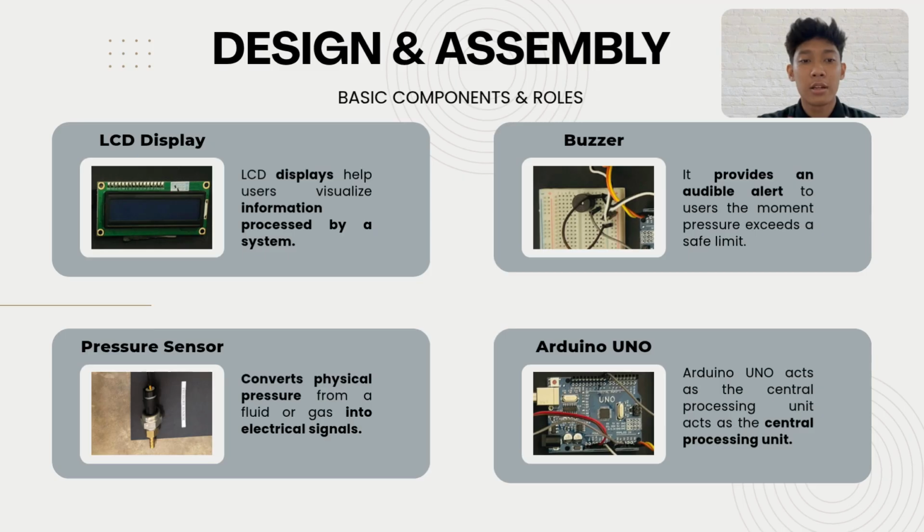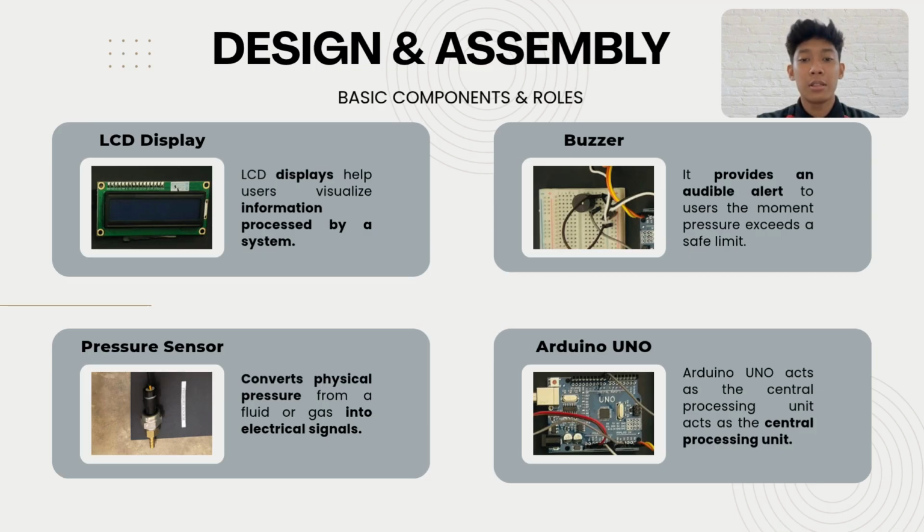Next, this slide shows the main components used in our pressure monitoring system. First, the LCD is used to display the pressure reading and system status in real time, allowing the user to easily monitor the process. Next, the buzzer functions as an alarm system and produces an audible alert whenever the pressure exceeds the preset safety limits.